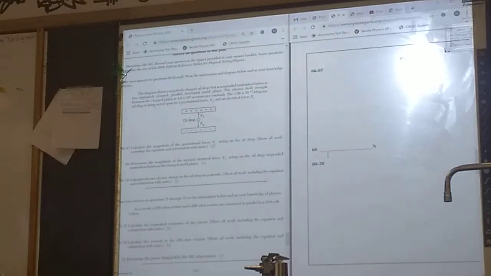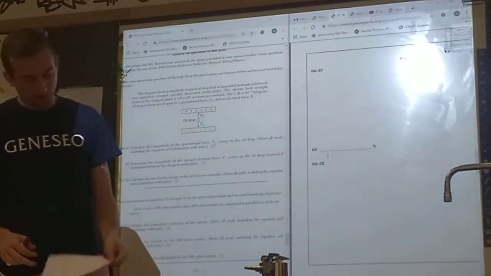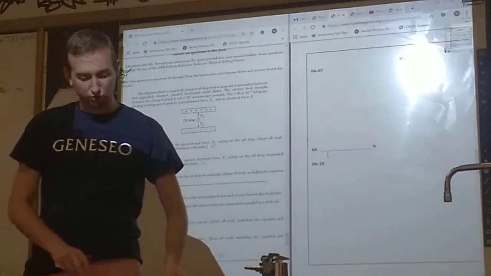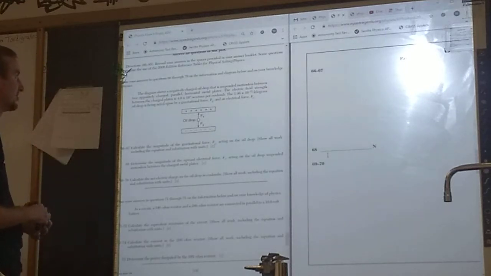Okay, on to the last part of the Regents. That would be part C. There are 20 questions in part C. They are also free response, short answer type questions. And on this particular Regents, I can't remember if it's like this on all Regents, but they're grouped into sets of 5, so 4 sets of 5 questions each.